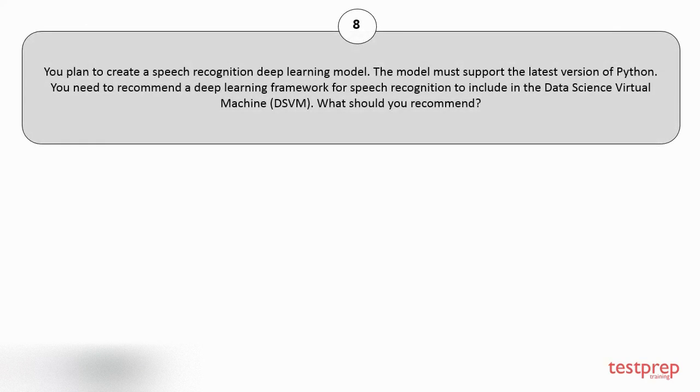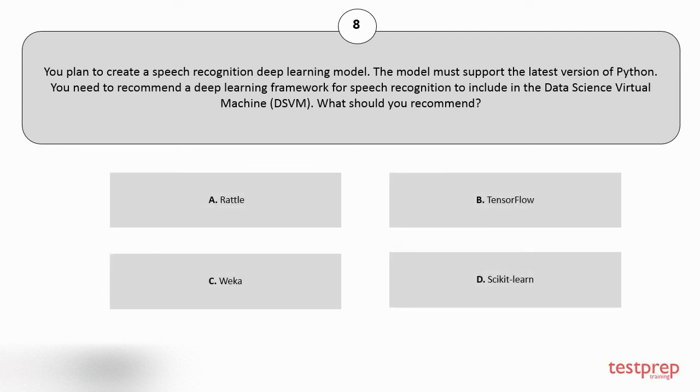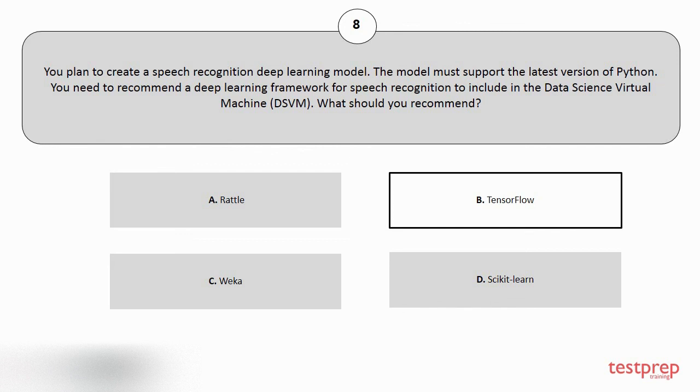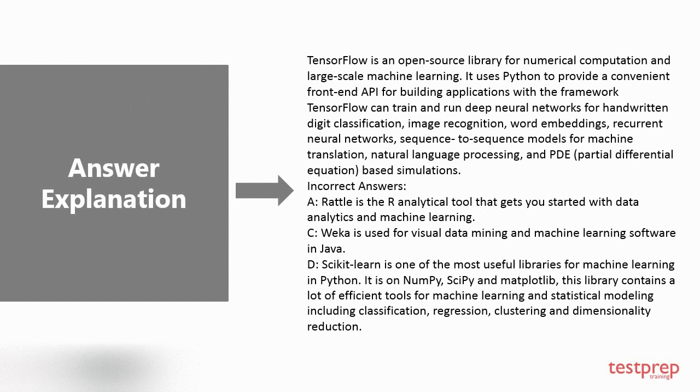Question number 8. You plan to create a speech recognition deep learning model. The model must support the latest version of Python. You need to recommend a deep learning framework for speech recognition to include in the Data Science Virtual Machine (DSVM). What should you recommend? Your options are: A. Rattle, B. TensorFlow, C. Weka, D. Scikit-learn. The correct answer is option B. You can refer the following for the explanation of the answer.